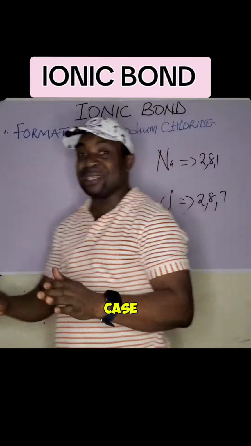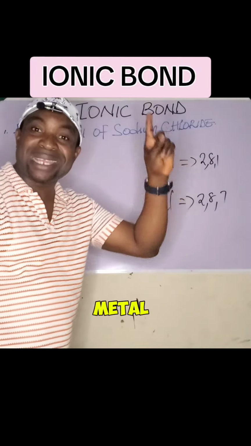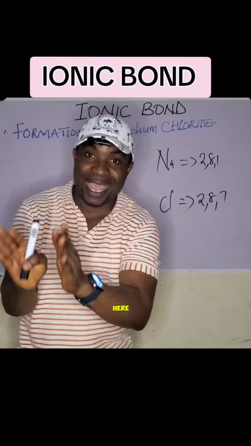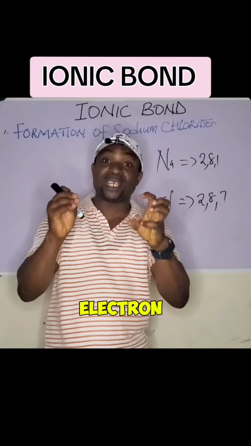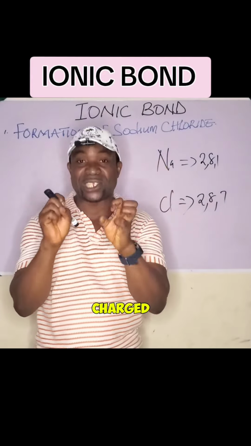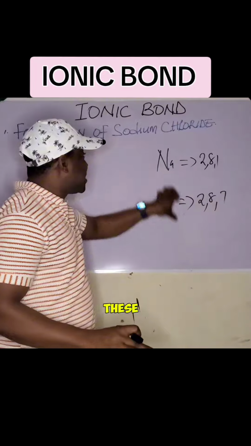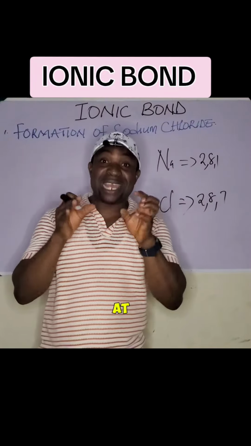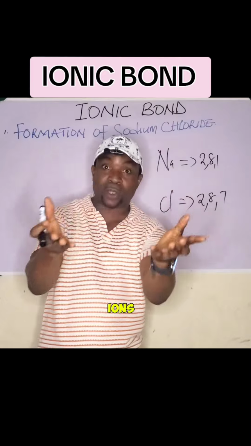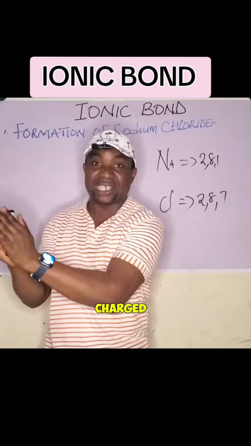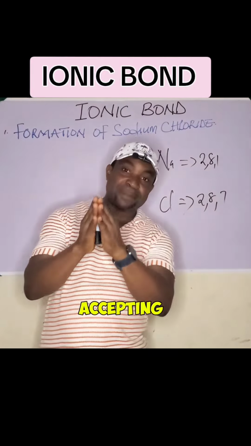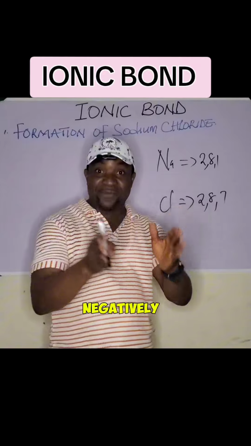So in this case, sodium as a metal is an electron donor here, while chlorine is accepting this electron in order to be charged. Both of these elements are charged at the end of the exchange of ions. Sodium is losing one electron to be positively charged, while chlorine is accepting this one electron to be negatively charged.